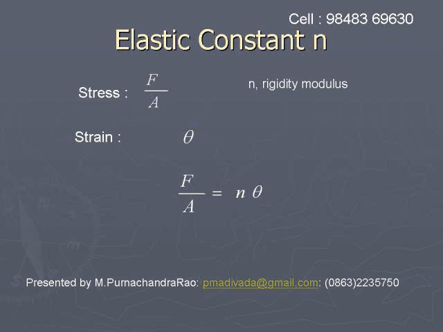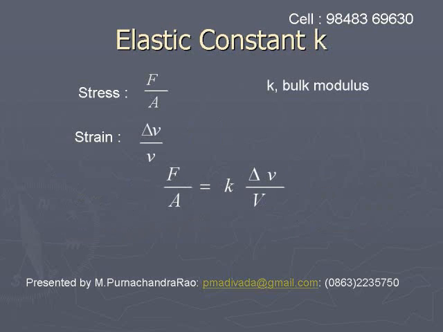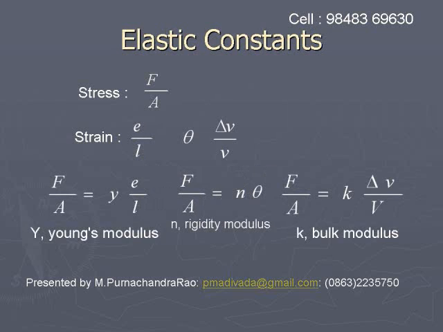N is known as rigidity modulus, Y is known as Young's modulus, and C is known as modulus of elasticity. In the case of bulk stress and strain, F by A is equal to K into delta V by V.